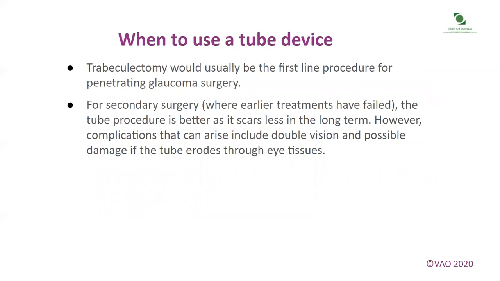Trabeculectomy would usually be the first-line procedure for penetrating glaucoma surgery. For secondary surgery, where earlier treatments have failed, the tube procedure is better as it scars less in the long term. However, complications that can arise include double vision and possible damage if the tube erodes through eye tissues.